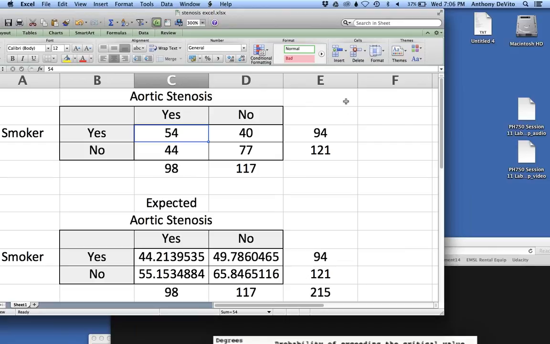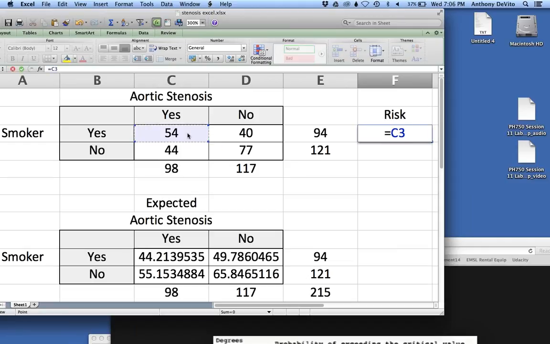Okay, when we talk about risk, the risk of having aortic stenosis if you're a smoker, well, how would I express that? How about the percentage of people that are smokers that have aortic stenosis? I'm going to say my risk, if I'm a smoker, of having aortic stenosis is 54 over 94. I'm sorry about getting that number wrong. So if you get a chance, change that on your spreadsheet also. So the risk of having aortic stenosis if you're a smoker is 57%, right?